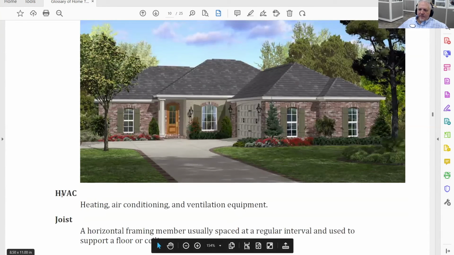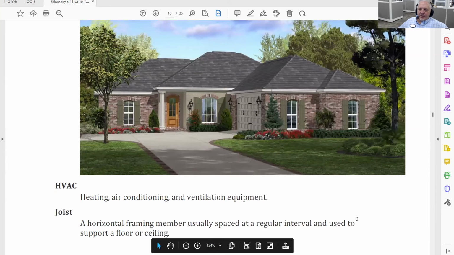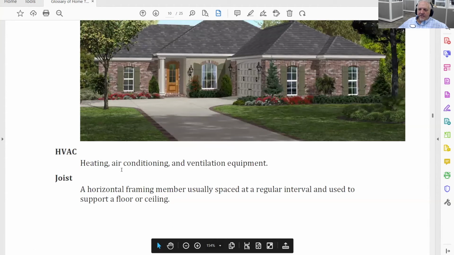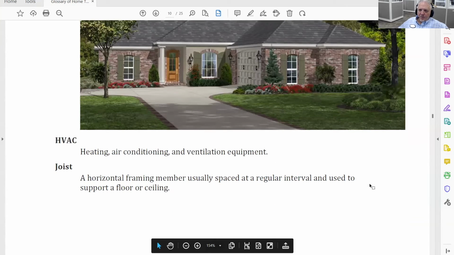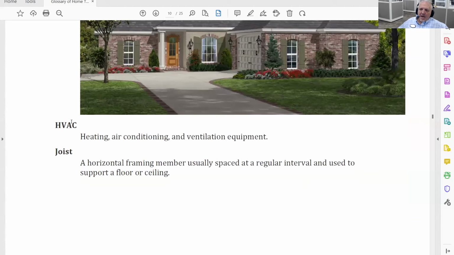Okay, HVAC is a general term, an acronym for heating, ventilation, and air conditioning equipment. A lot of times those systems are combined. You don't necessarily always have a separate heater and an air conditioner.